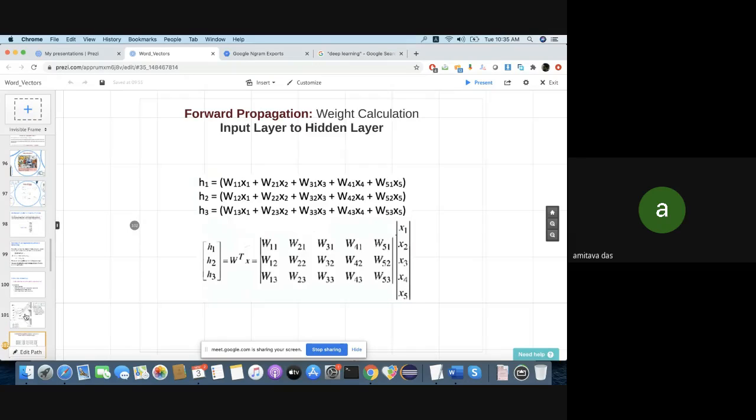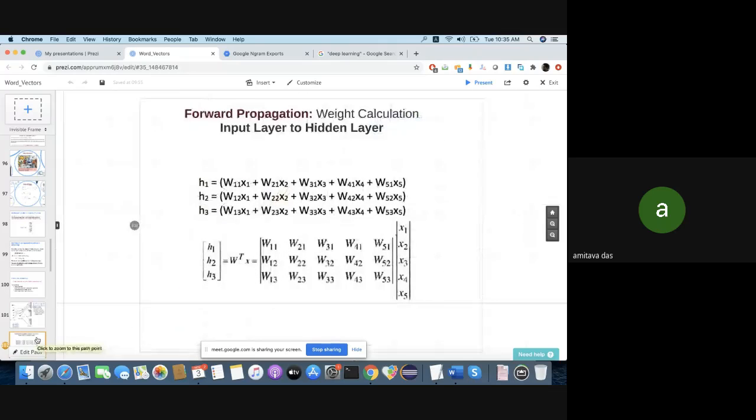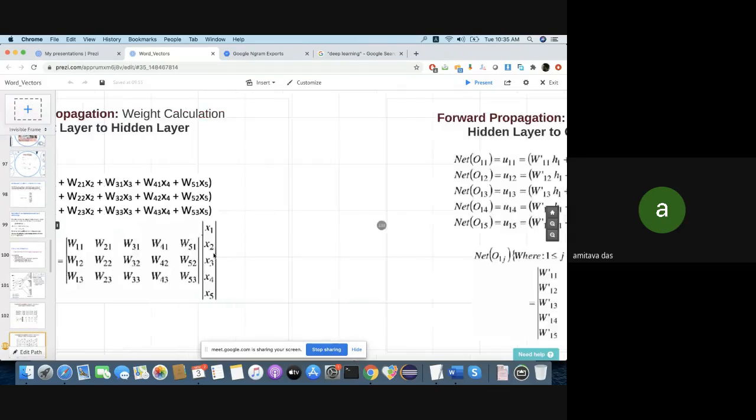If you forget, just go back here. I could have used this image in my slide, but I could not. So this is the way we can calculate the weights of the hidden layer. That is simply W transpose X.